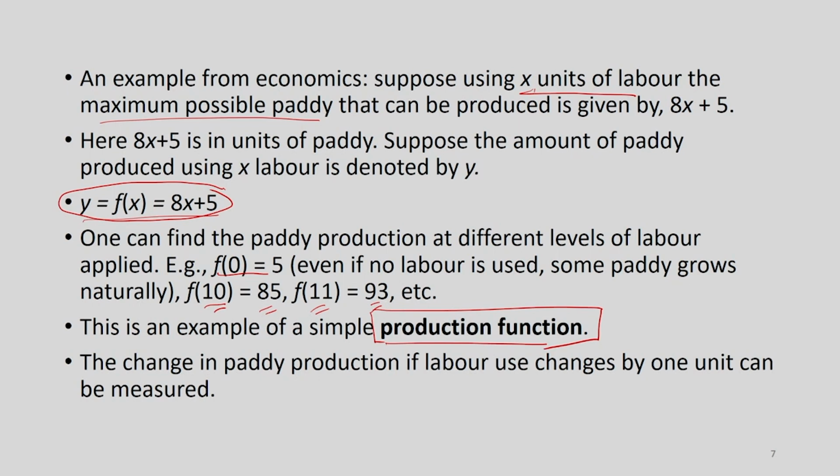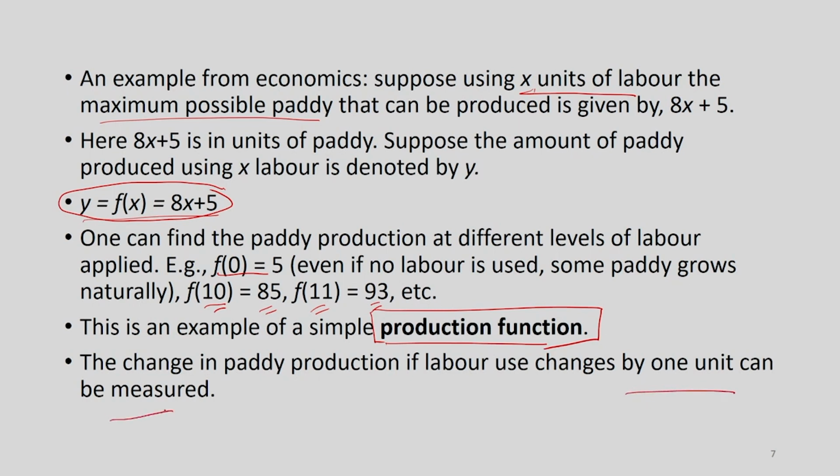Notice we talked about something called the domain of a function. Domain means the possible values of x. Here obviously x cannot take negative values. You cannot use negative quantities of labor in production. So, here x's domain is the set of non-negative numbers.